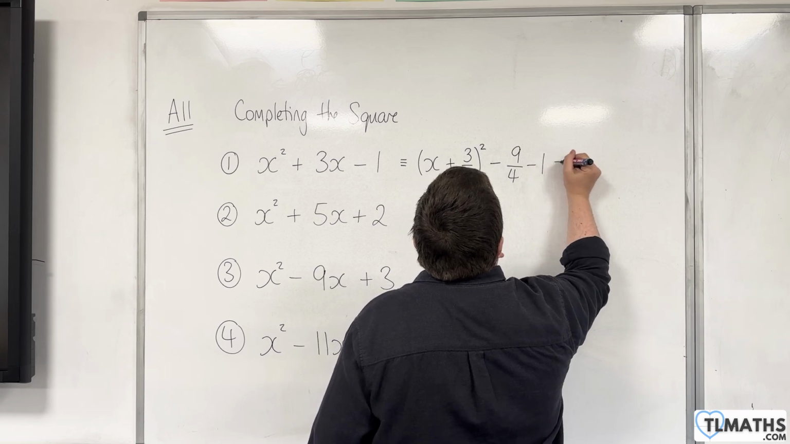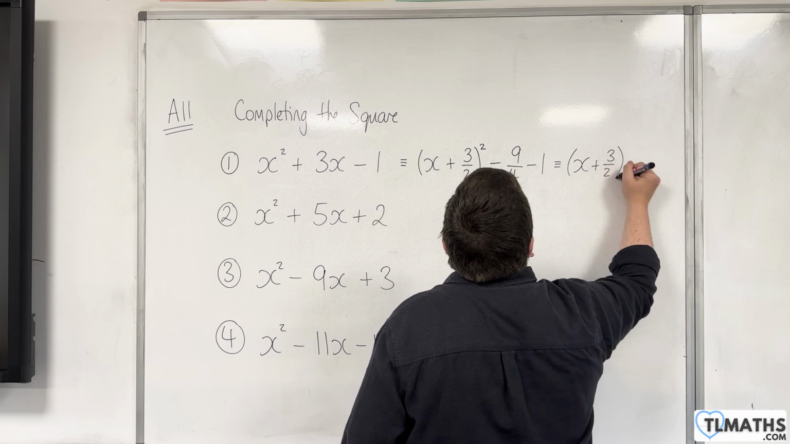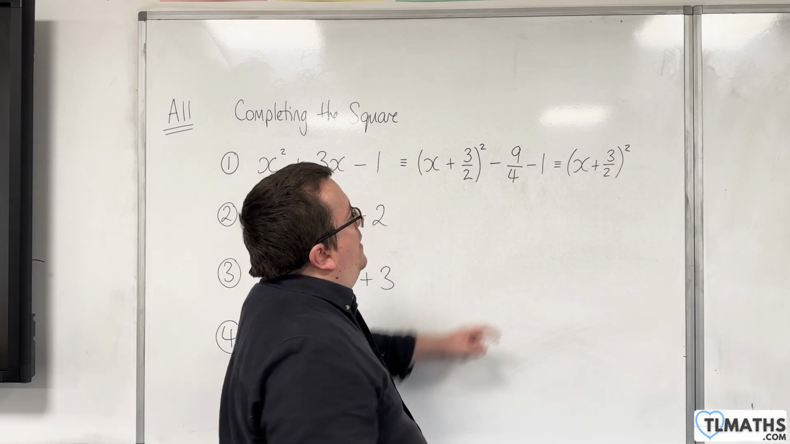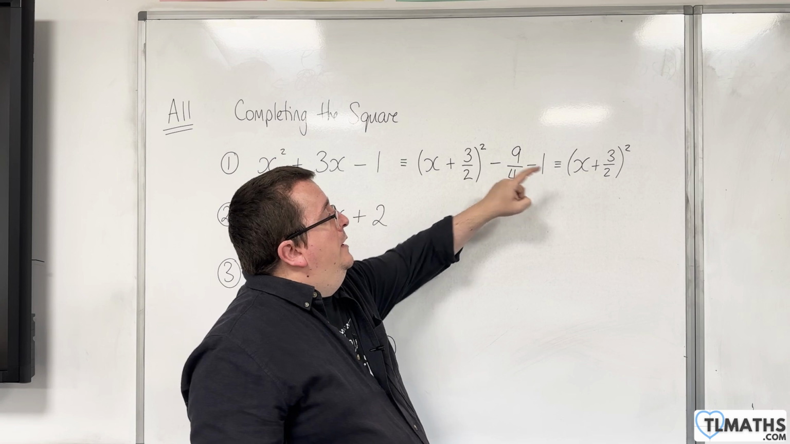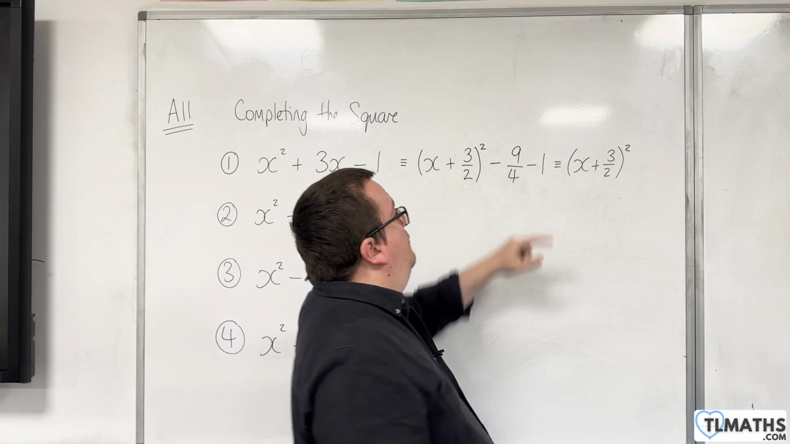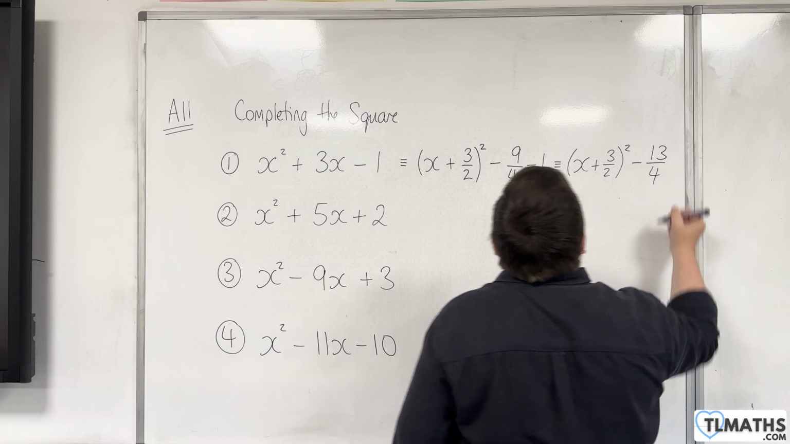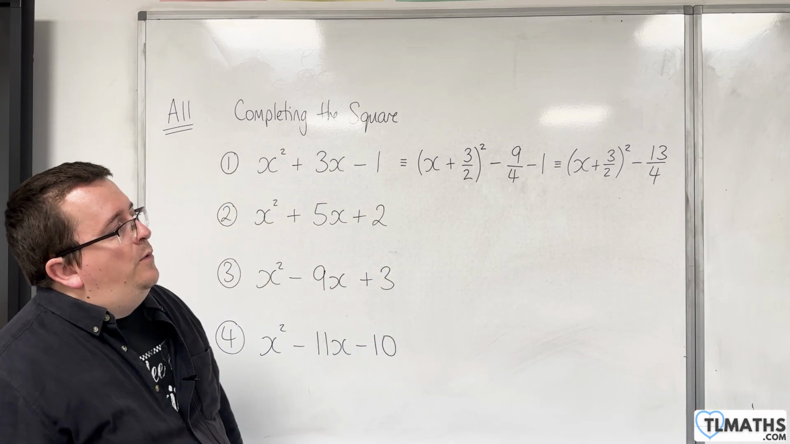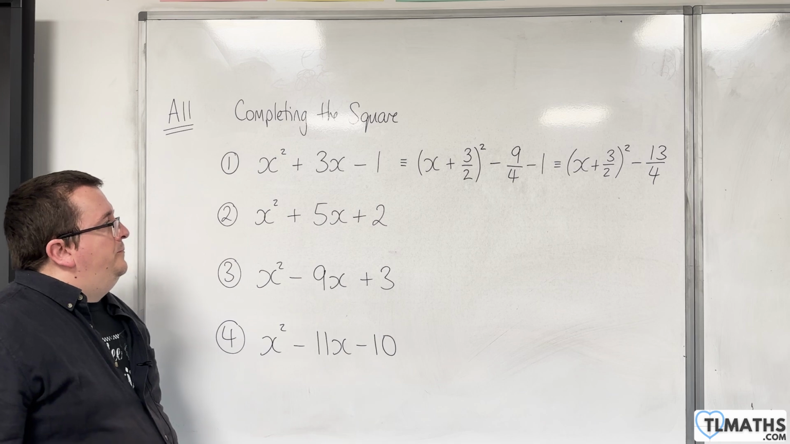Okay? So x plus 3 halves squared. Now, 1 is 4 quarters. So minus 9 quarters take away 4 quarters is minus 13 quarters. Okay, and now we have it in completed square form. Let's look at number 2.